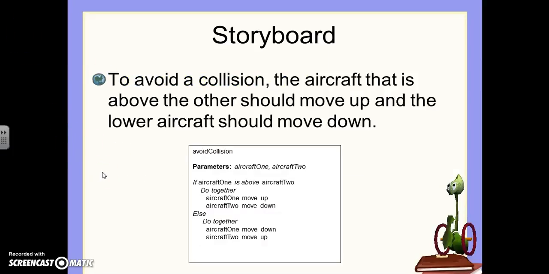All right, so if we wanted to take a different approach, we can say to avoid a collision, the aircraft that is above the other should move up and the lower craft should move down to avoid colliding. Now the parameters here are now just going to be aircraft 1 and aircraft 2. We can eliminate the minimum distance. So if aircraft 1 is above aircraft 2, then aircraft 1 moves up, aircraft 2 moves down. Otherwise, aircraft 1 moves down, aircraft 2 moves up. So we're taking a condition, determining whether or not it's true or false, and then giving two different actions depending upon what is returned, either a true or false value.